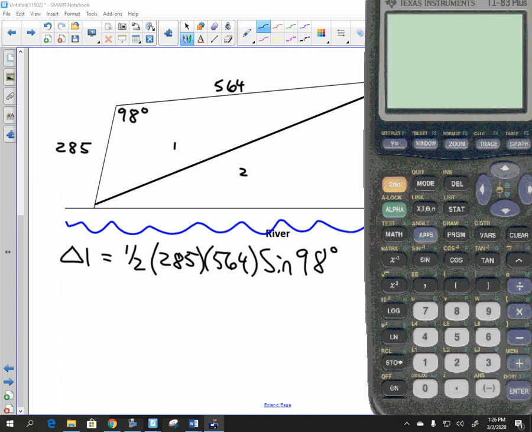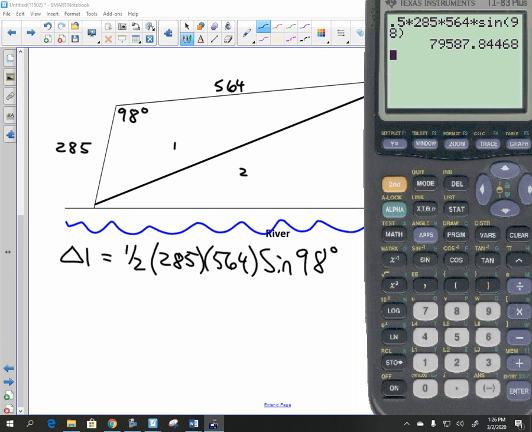Take out my calculator, turn it on. The rest of the class is working as well. I got 0.5 times 285 times 564 times the sine of 98. And I get 79,587.84. And that's feet squared. So that guy right there, with about 46,000 square feet, is approximately an acre. So definitely more than an acre so far. Agreed? Yeah. Barely.